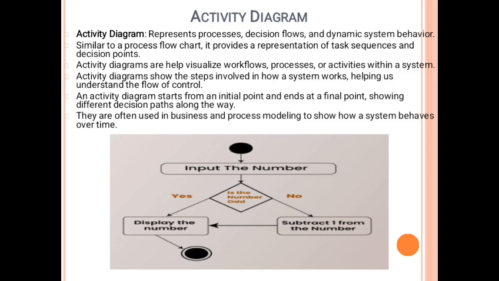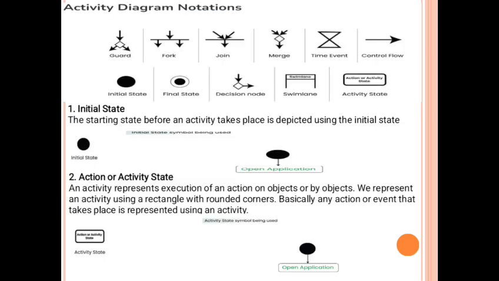Activity diagrams represent process, decision flow and dynamic system behavior. Similar to a process flow chart, it provides a representation of process sequence and decision points. It helps visualize workflow, processes and activities within the system. It shows the steps involved in how a system works, helping us understand the flow of control. An activity diagram starts from an initial point and ends with a final point, showing different decision paths along the way. They are often used in business and process modeling to show how a system behaves over time.